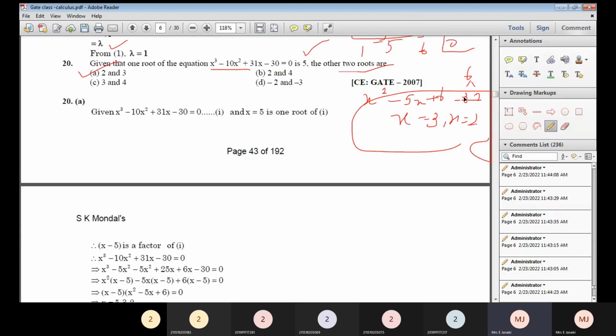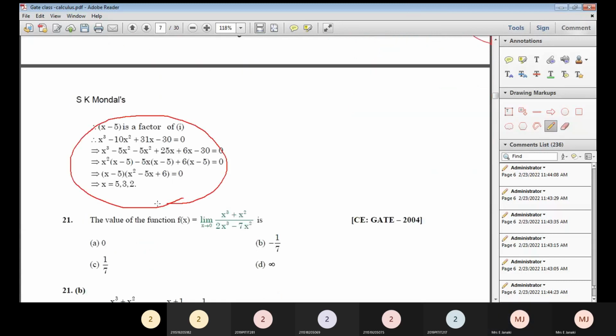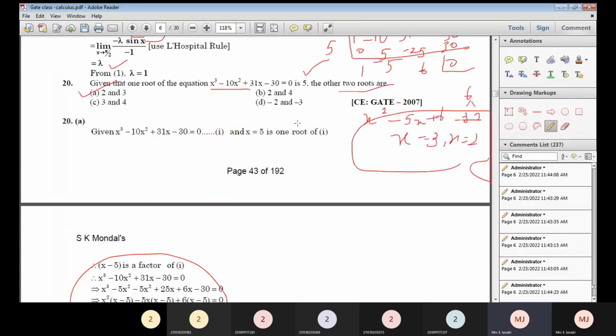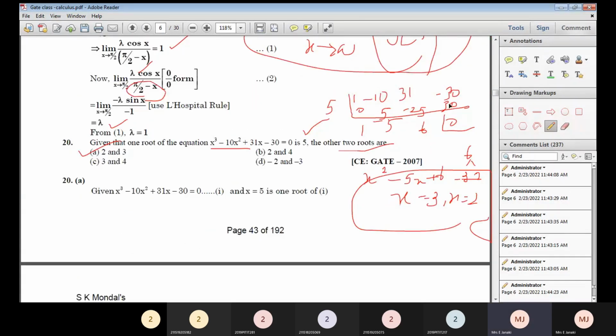So now I use the synthetic division. This is another method. Whenever one factor is given, you can use this method also. But anyway, this is very easy using the simplex method. Right.